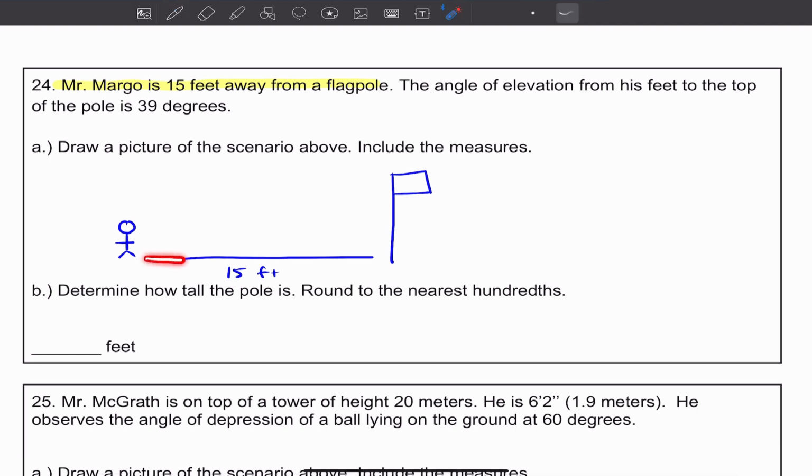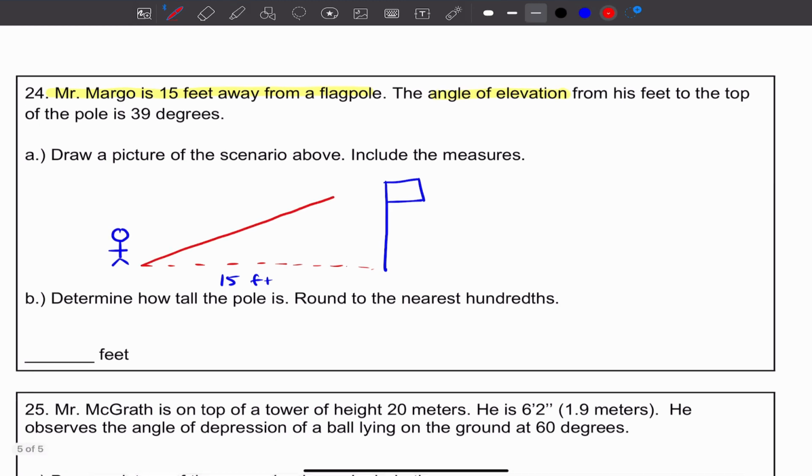So this is my horizontal line of sight. I shouldn't make this a solid line. I should make that a dashed or dotted line here. So this is my horizontal line of sight, and then since it's an angle of elevation, I am going to go up. Okay, so that's going to be at, again, 39 degrees. Okay, so we have A done.